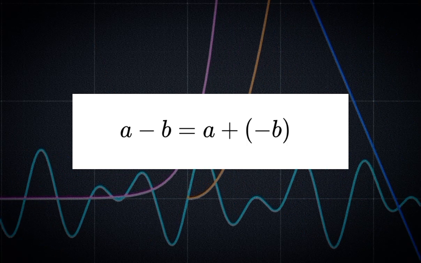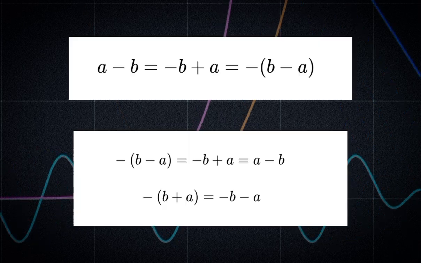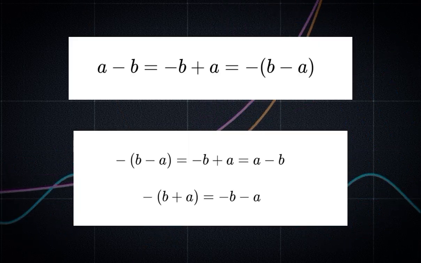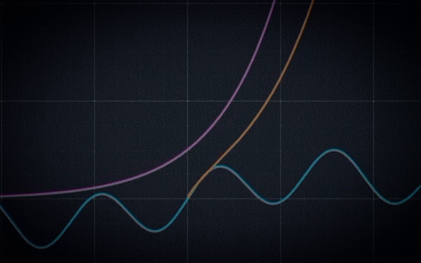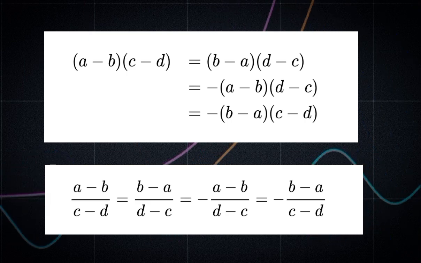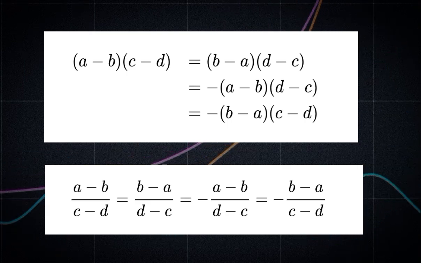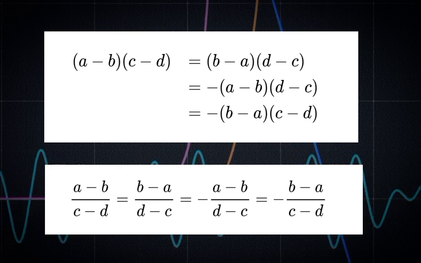A plus minus B. A minus B, that is, A plus minus B. Or B minus A, but with minus before. Product of A minus B and C minus D, that is... Product of B minus A and D minus C. Or product of B minus A and D minus C, but with minus before. Or product of B minus A and C minus D, or with minus before.